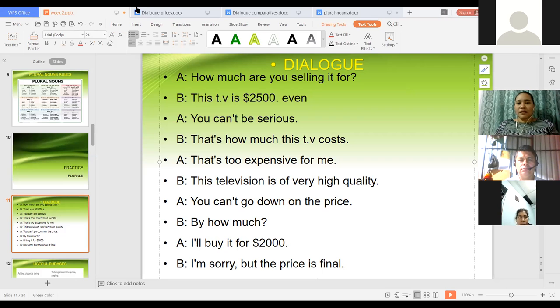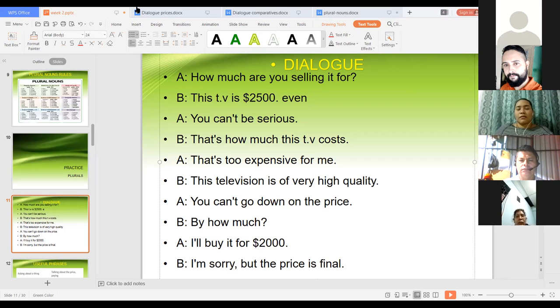How much are you selling it for? This TV is $2,500 even. You can't be serious. That's how much this TV costs. That's too expensive for me. This television is very high quality. You can go down on the price. How much? I'll buy it for $2,000. I'm sorry, but the price is final.